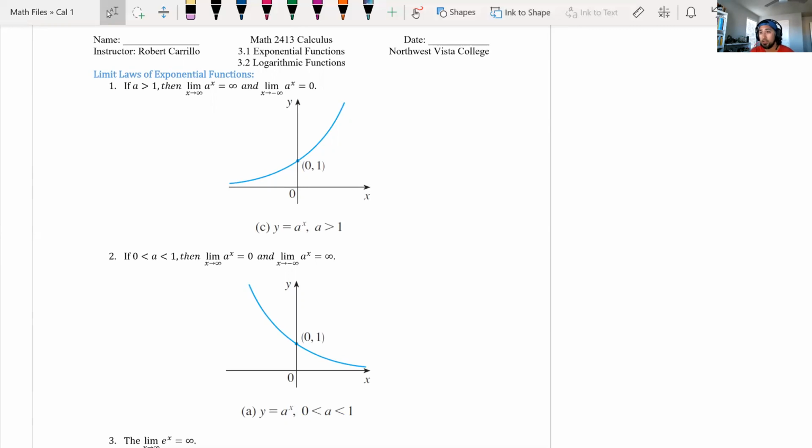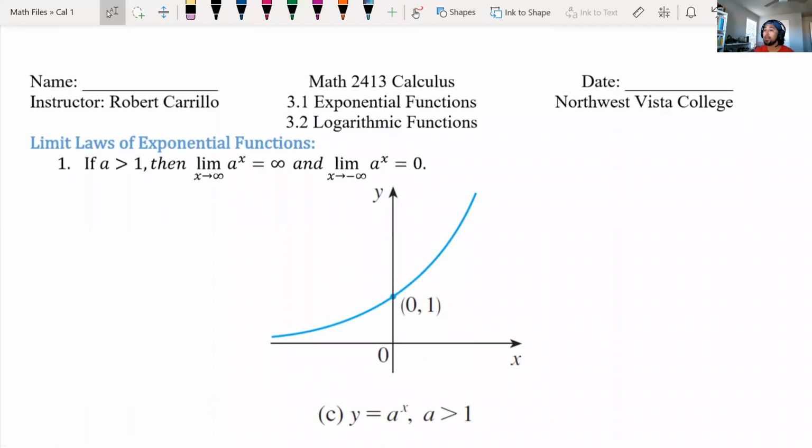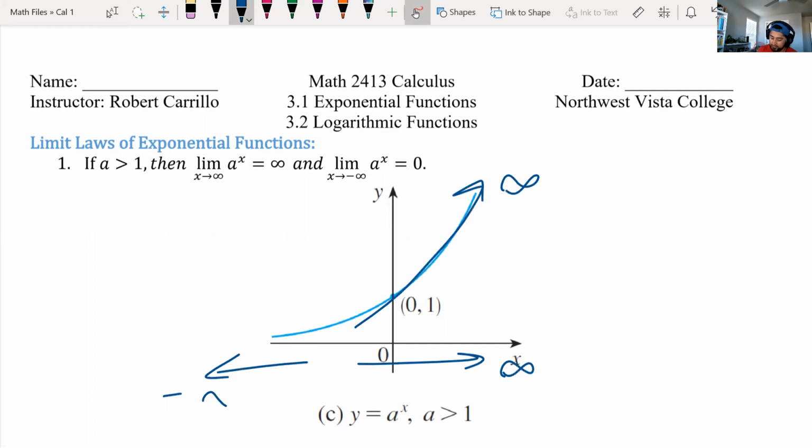All right, so let's go over some limit laws for exponential functions. If the base of an exponential function is greater than 1, then the limit as x approaches infinity of a to the x will equal infinity, or the limit of a to the x as x approaches negative infinity will be 0, as shown by the graph below, right? So if x approaches infinity, your y values head towards infinity, but if x approaches negative infinity, your y values will approach 0.